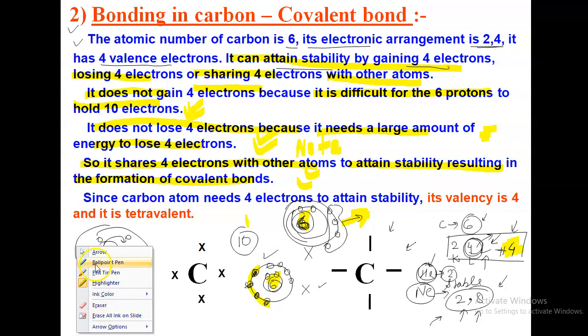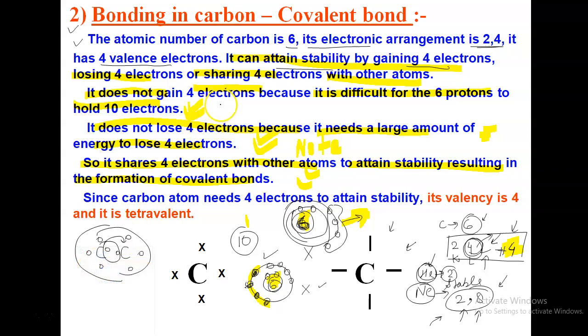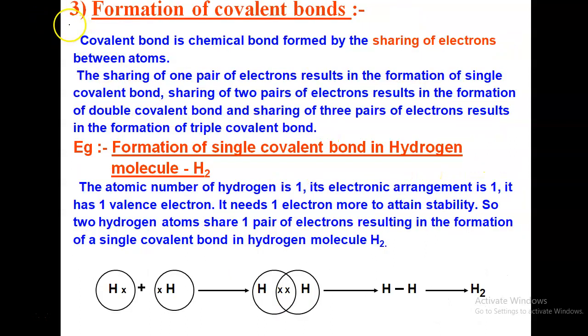If somebody asks you, carbon is a tetravalent species, what will you say? It is a tetravalent species because carbon atom needs 4 electrons to attain stability. Its valency is 4 and it is tetravalent. You can simply answer: why is carbon called a tetravalent species? Because carbon atom needs 4 electrons to attain stability. Its valency is 4 and it is tetravalent. Got it? Move to the next slide.